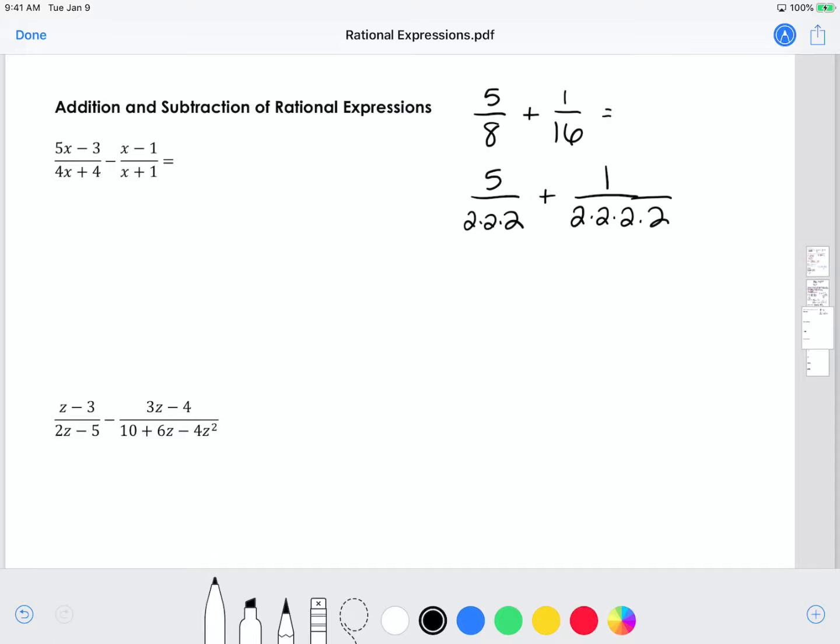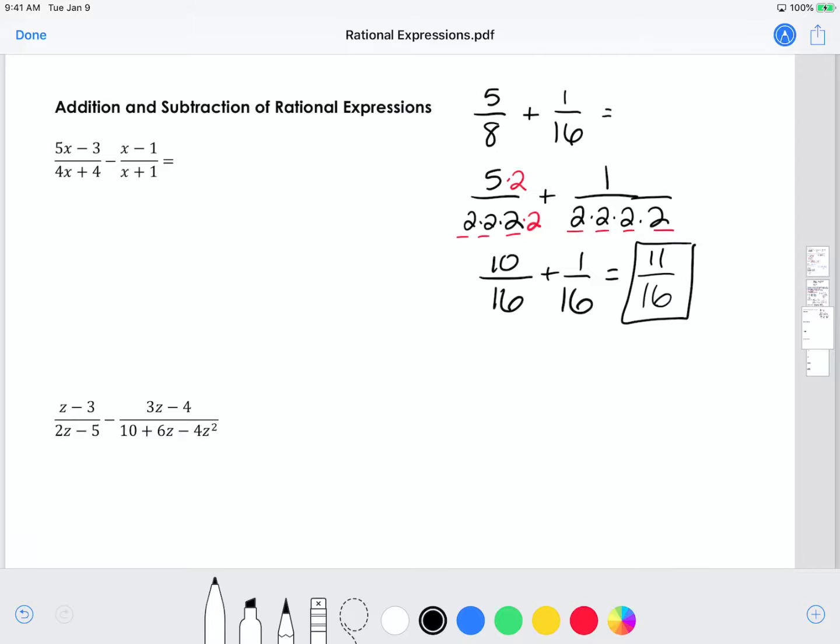And now we look to see what they have in common and what each denominator needs in order to make a common denominator. So over on the right-hand side, I have 4 2's, and on the left-hand side, I only have 3 2's. So that means I need to multiply a 2 in the denominator, but whatever I do to the bottom, I also have to do it to the top to keep that fraction equivalent. And so now I would have on the top 10 over 16 plus 1 over 16, and now I have a common denominator, and I can add the numerators. So my final answer would be 11 over 16.